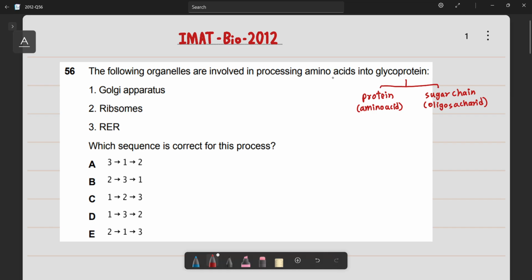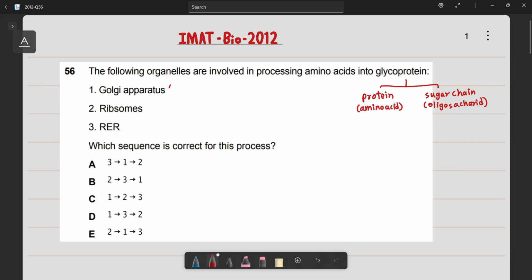So amino acid is also one of the main components of the glycoprotein that makes the structure up, and our main question is how this amino acid, the simple building block of protein, is modified into glycoprotein. We are given a list of organelles: the Golgi apparatus, ribosomes, and the RER, which is known as the rough endoplasmic reticulum. The short form is the RER.